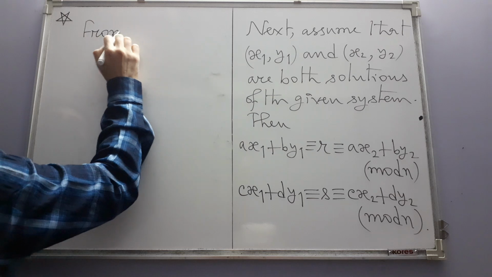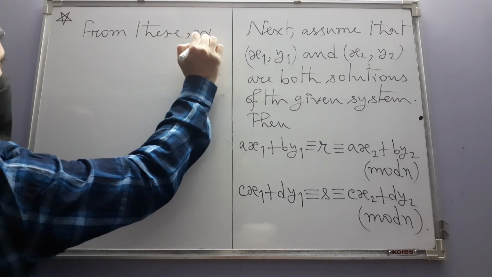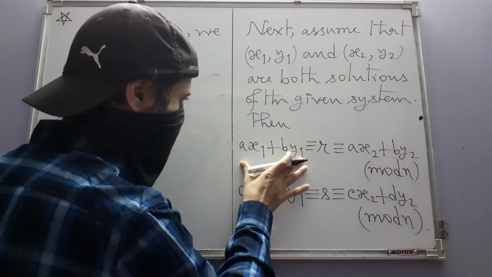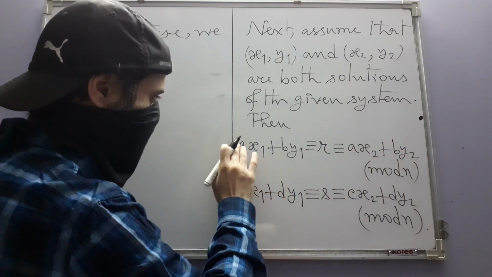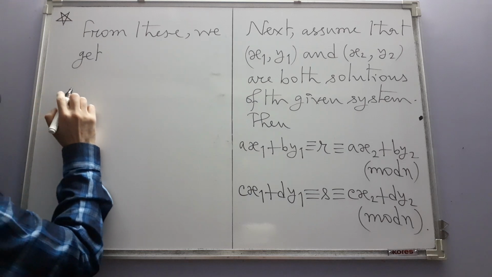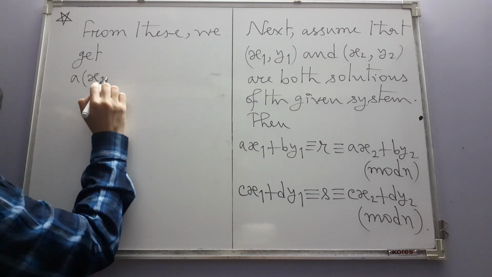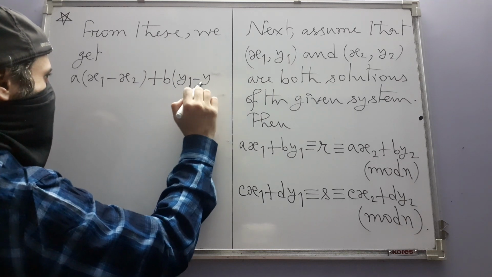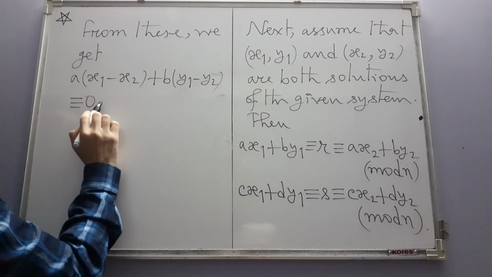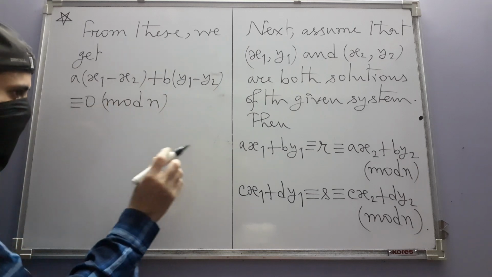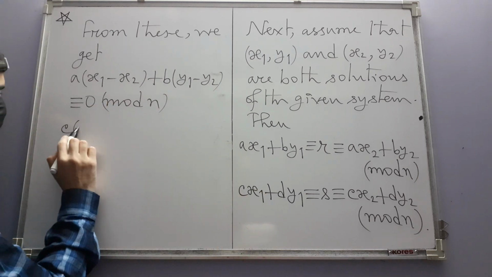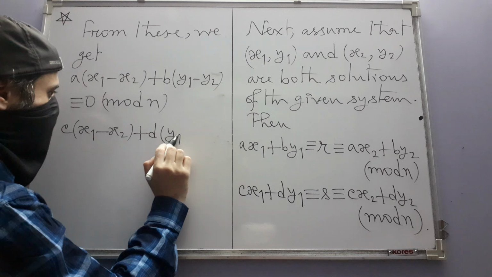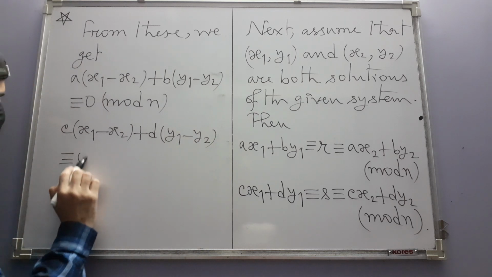From these, we next get this. If you subtract this congruence, which is congruent to R, from that congruence, which is also congruent to R, you get this. a times (x1 minus x2) plus b times (y1 minus y2) congruent to 0 mod n, because R minus R. Similarly, c times (x1 minus x2) plus d times (y1 minus y2) is also congruent to 0 mod n.